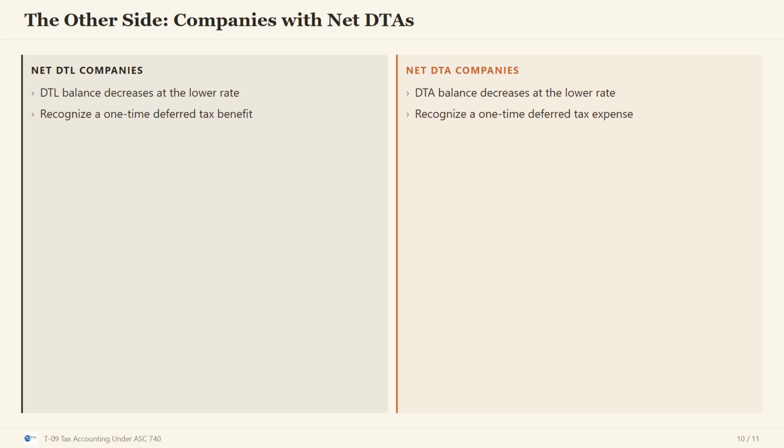Not every company benefited. A company sitting on a net deferred tax asset instead of a liability would have seen the opposite effect. That asset shrinks in value at the lower rate, so instead of a one-time benefit, it recognizes a one-time deferred tax expense. Same mechanism, opposite direction, depending on which side of the balance sheet your deferred taxes sit.